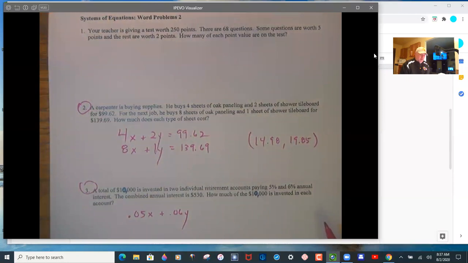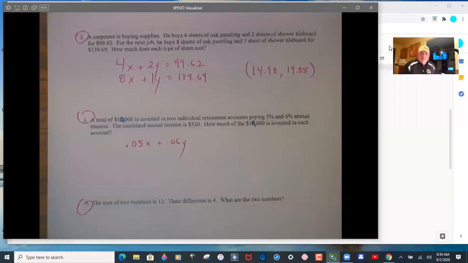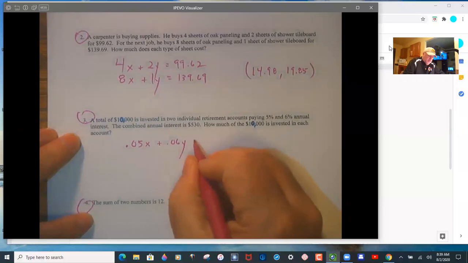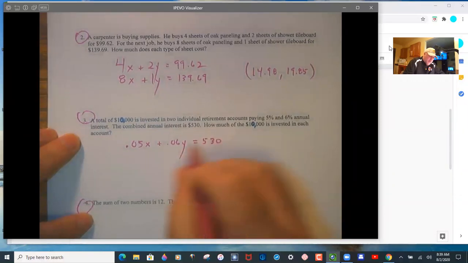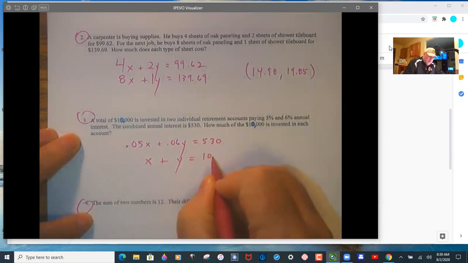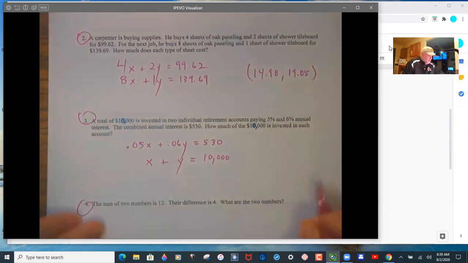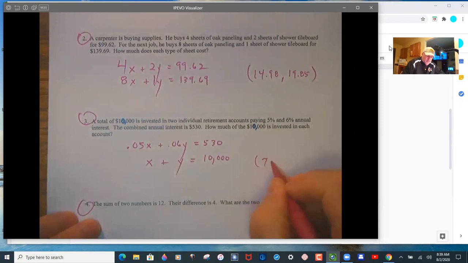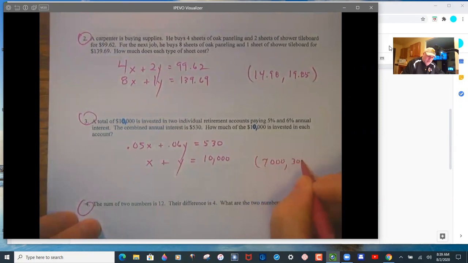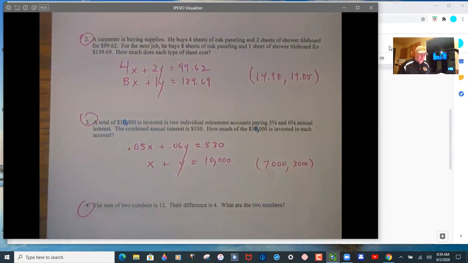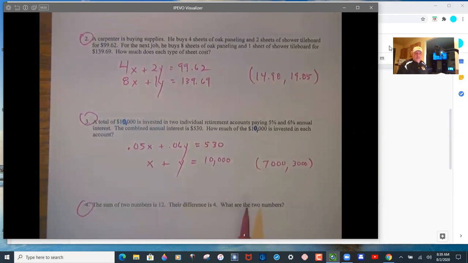I must have changed. So I had to just pause for a moment and make sure this was right, and indeed it is. And then you have the total line of 10,000. And then you solve and you get 7,000 at the 5% and 3,000 at the 6%.